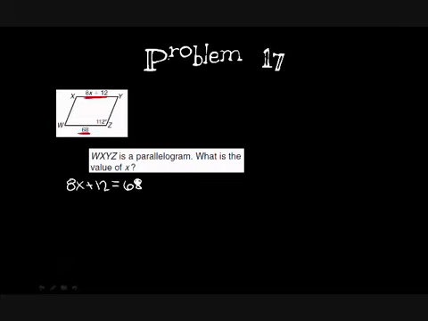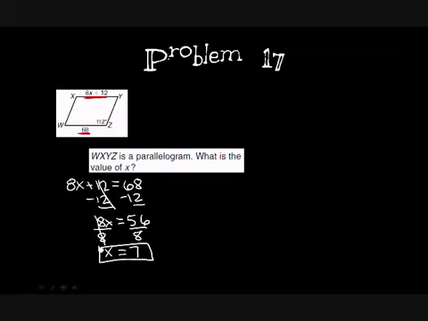In order to get the x by itself, I'm going to start by subtracting 12 from both sides. So we have 8x equals 56, and then we just divide both sides by 8, and we get x equals 7. The question is asking for the value of x, which is what we found, and so we're done with that problem.